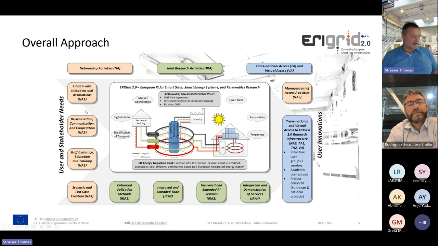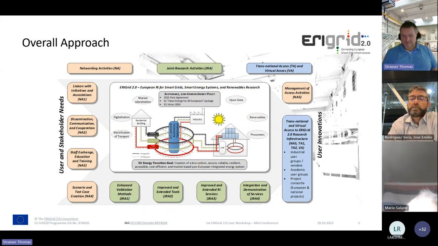We are also working on training activities. We have created a nice summary of scenarios and test cases. They provided the basis for our work on the improvement of the tools. Besides that, we also share links and liaisons with other associations and projects on European, but also on international level. For example, we are working closely together with the International Energy Agency, the International Smart Grid Action Network, and there especially with the CERFM. This is an international laboratory network.